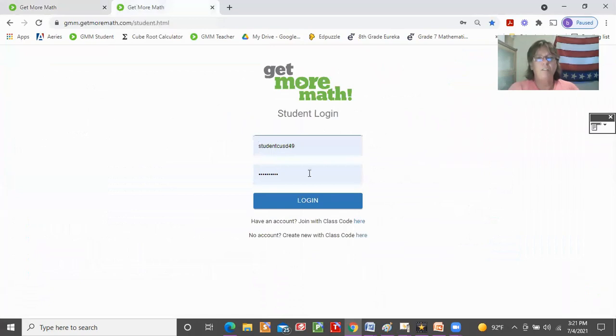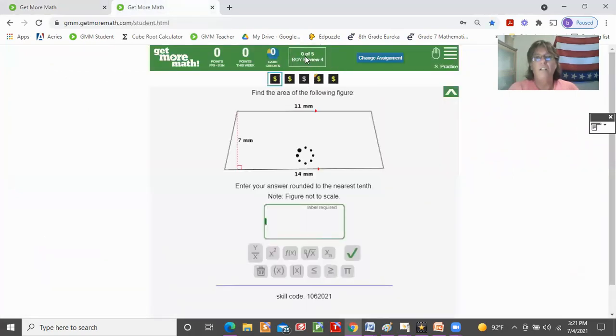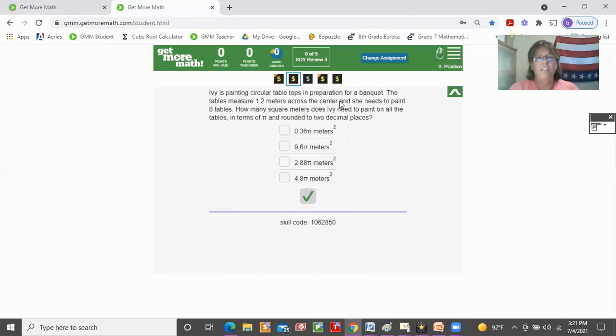And now that's been assigned, so I'll go to my student account. Now, as my student logs on, we'll see that we are at the beginning of the year review, day 4. And so here's the one working with the circumference of a circle. And these are skill codes 1062043 and 1062042.